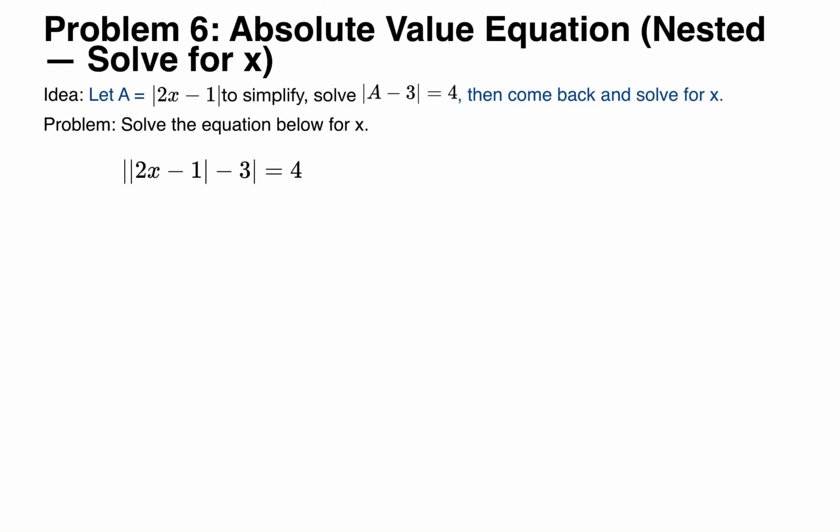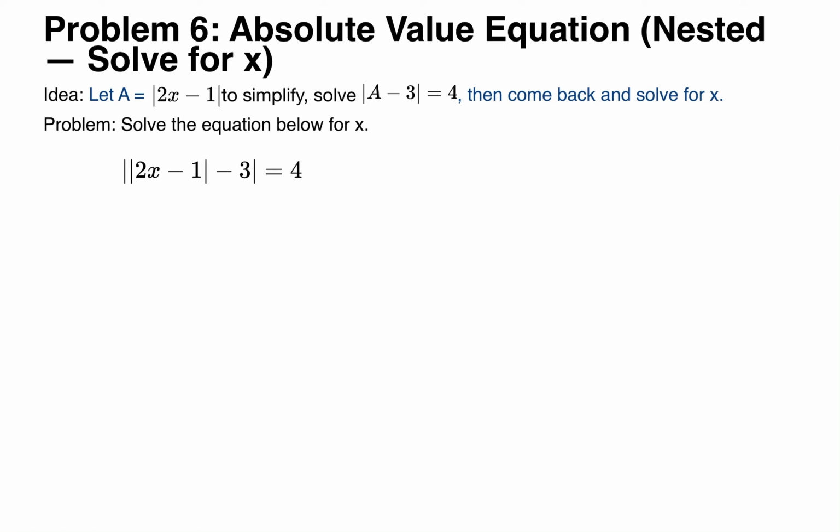Hello, now we are solving a nested absolute value equation. We'll peel it back layer by layer to find all the values of x that make it true. We see that we have the equation, the absolute value of 2x minus 1, minus 3 equals 4.